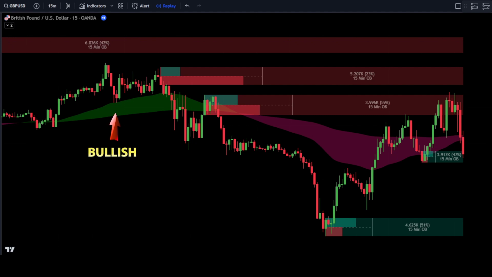If the Ripster EMA Clouds are green, it indicates a bullish trend. In this situation, your main focus is to find the best point to place a buy order. If the Ripster EMA Clouds are red, it indicates a bearish trend. In this situation, your main focus is to find the best point to place a sell order.